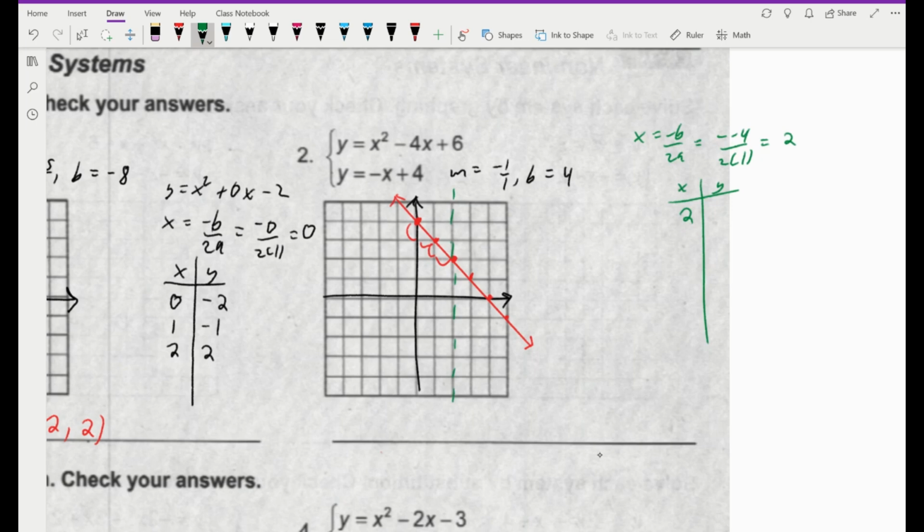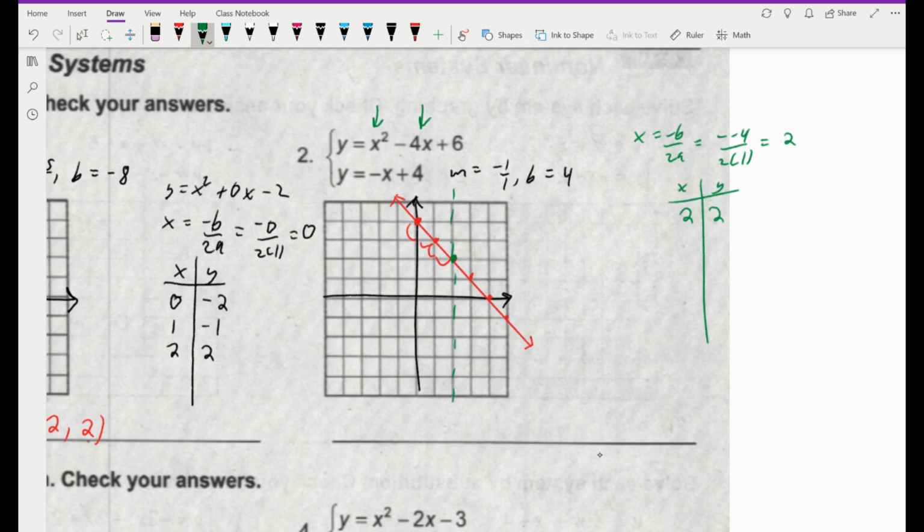If we plug 2 back in, we can get the y coordinate. So 2 squared minus 4 times 2 plus 6. 2 squared is 4. 4 minus 8 is -4. -4 plus 6 is 2. So (2, 2). So there, we have one solution already at (2, 2).